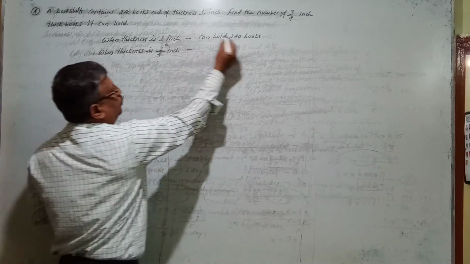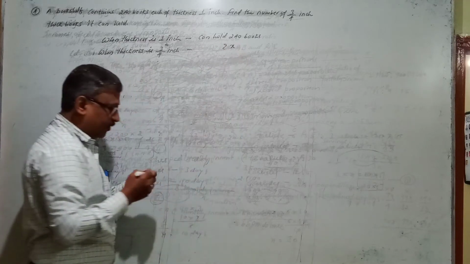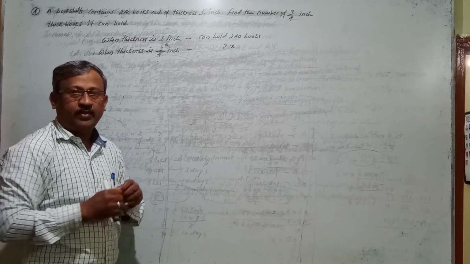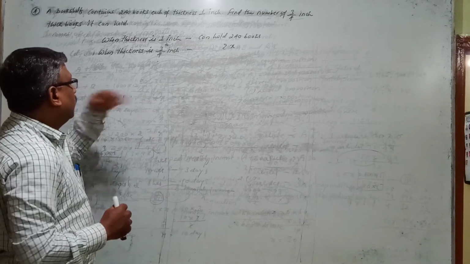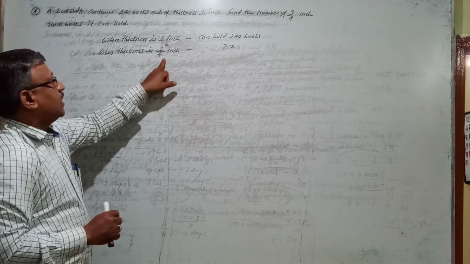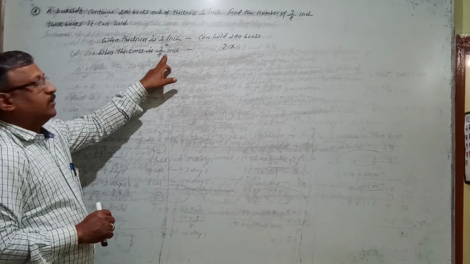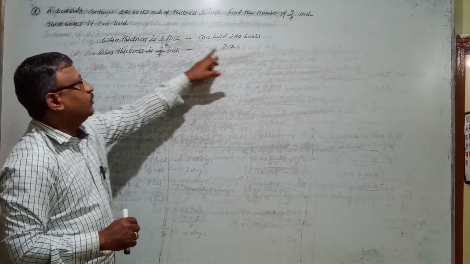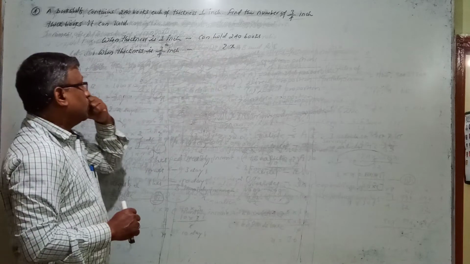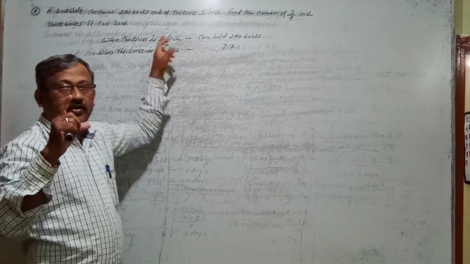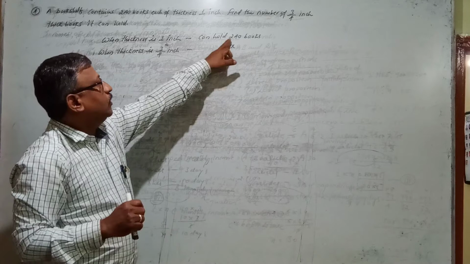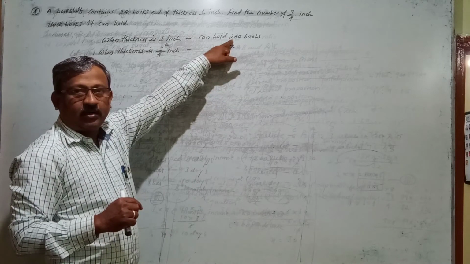How many books it can hold is not known, so let's assume it is X books. Now first, you have to compare the ratio of thickness with the number of books. So if the thickness of each book is 1 inch, how many books can we keep in that bookshelf?